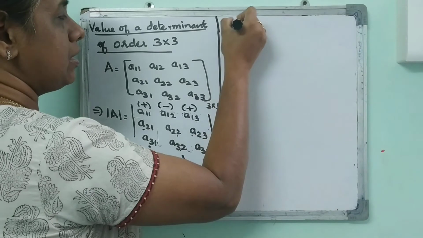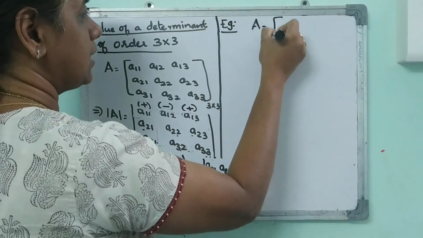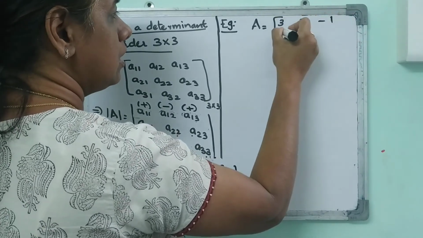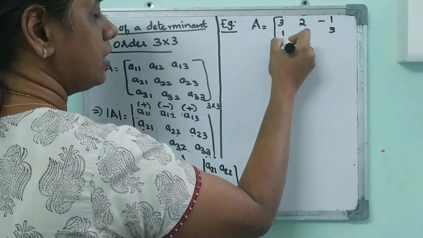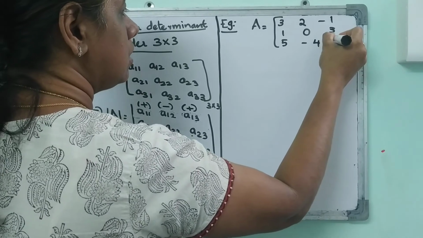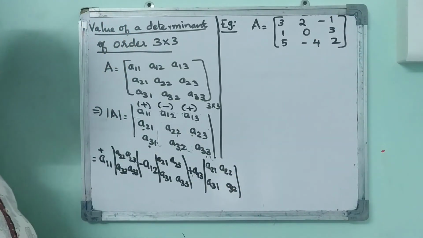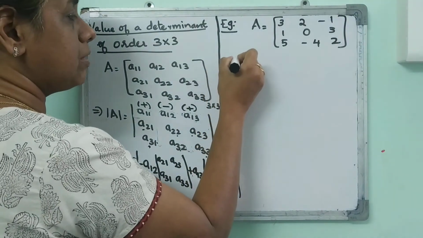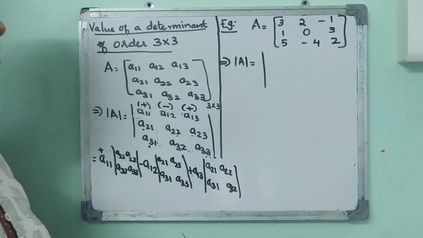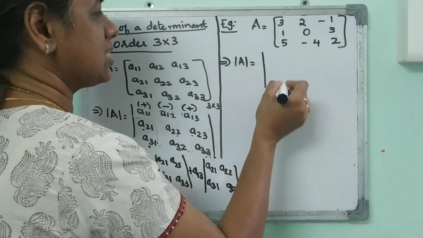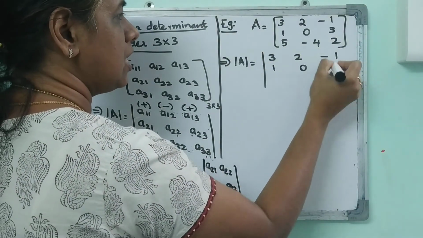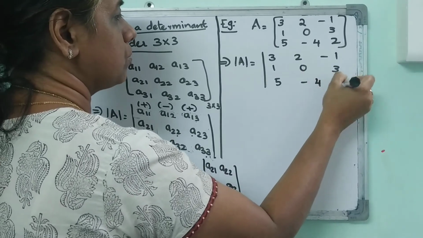Example. I am giving A is equal to the matrix, with first row elements 3, 2, minus 1, then 1, 0, 3 in the second row, then third row elements 5, minus 4 and 2. So how will you write the corresponding determinant? First you write it in the determinant form. You don't have to do this always after you have understood the method, but for the beginning, let us put it in the determinant form: 3, 2, minus 1, 1, 0, 3, then 5, minus 4, 2.